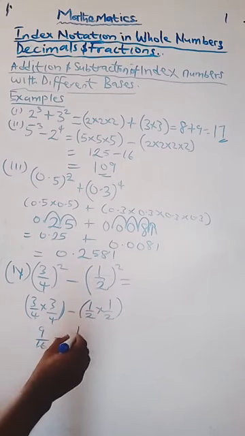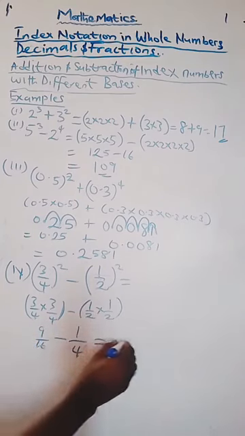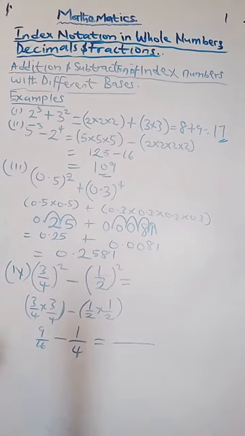1 times 1, 1. 2 times 2, 4. You look for SCM because it is subtraction. If it is addition and subtraction, you look for SCM. If it is multiplication and division, you don't need SCM.